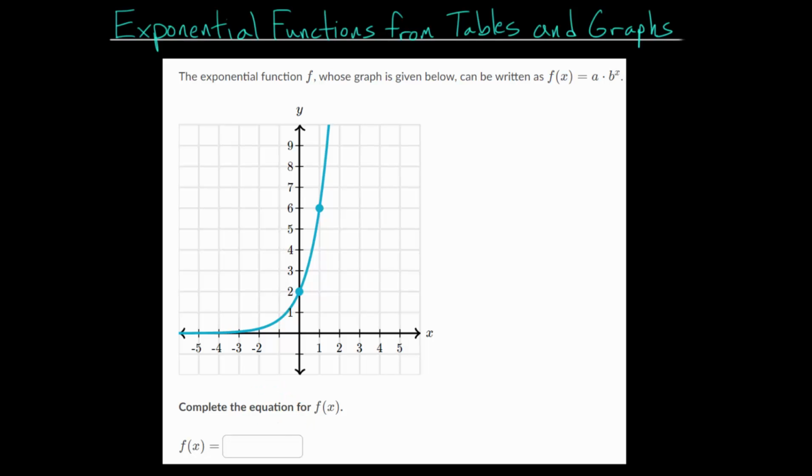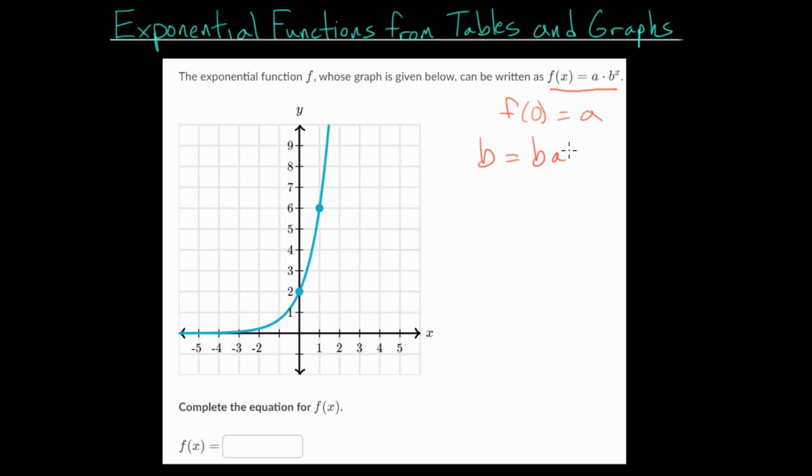So for this problem, we're told the exponential function f, whose graph is given below, can be written as f of x is equal to a times b to the x. So this is our general form for these exponential functions. When we plug in 0 to our function, we get a times b to the 0, and b to the 0 is just 1. So a is essentially our starting value. It's the y value of the function when x is 0.